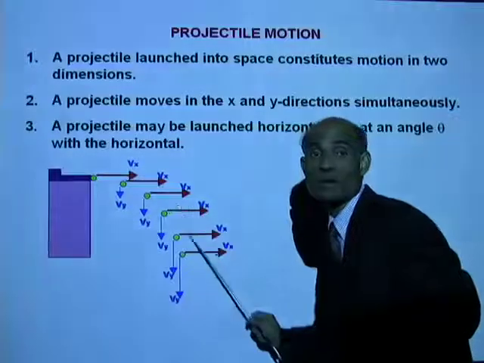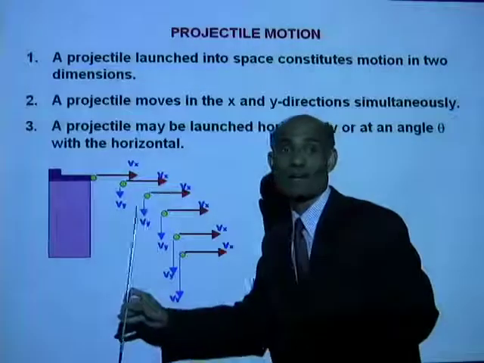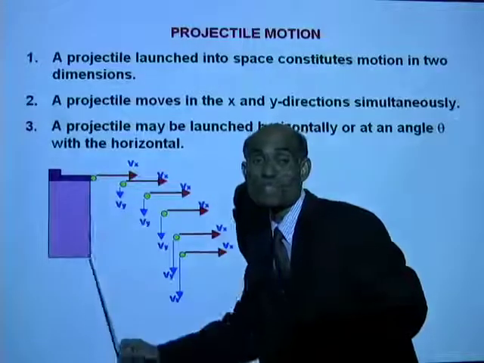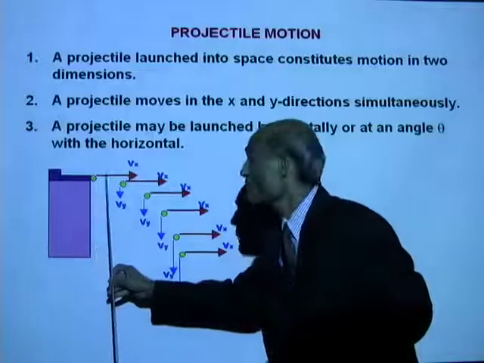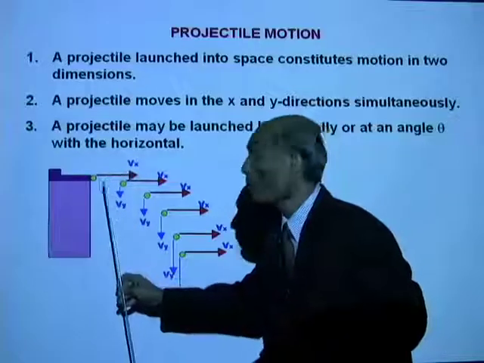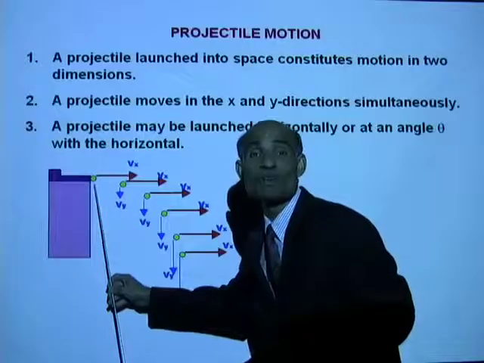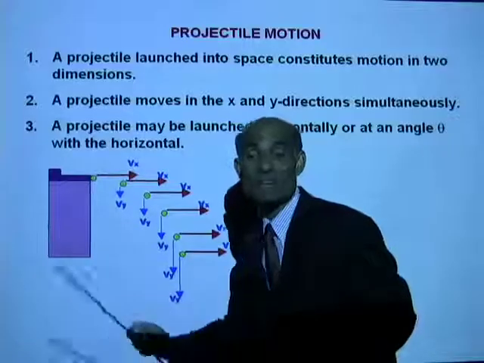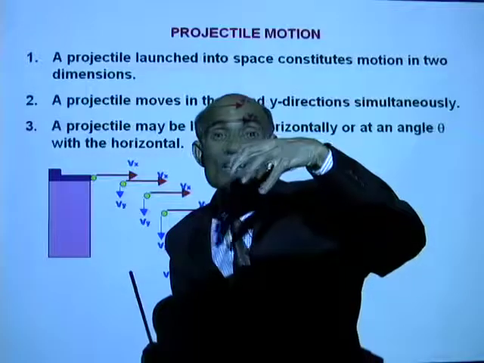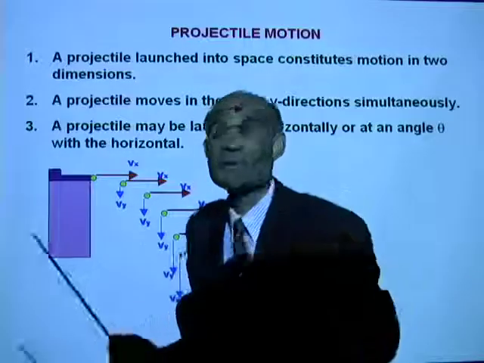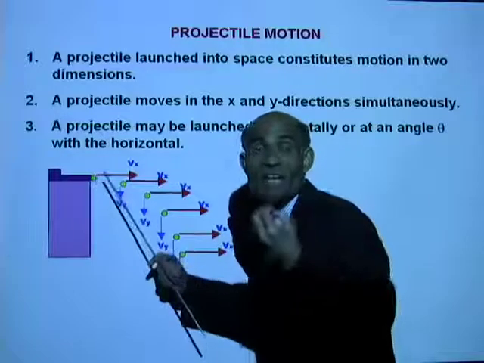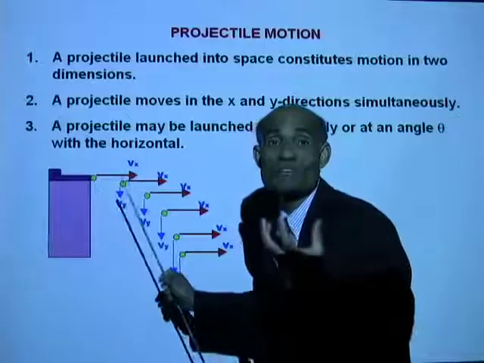Now this is an example of a horizontal projectile. What you notice here, you are projecting a ball from a certain height with a horizontal velocity vx. Now what is the initial vertical velocity of the projectile? The initial vertical velocity of the projectile is 0. Vertically, it is not moving in the beginning. It has an initial horizontal velocity and an initial vertical velocity that is 0.